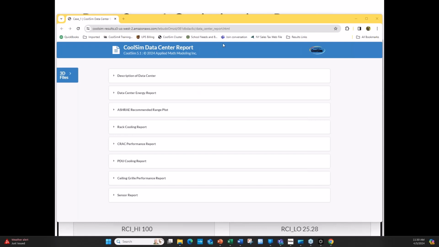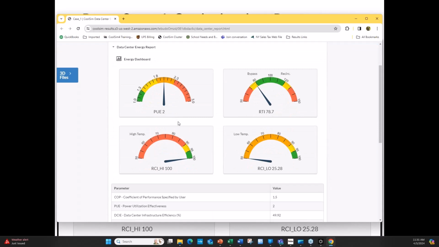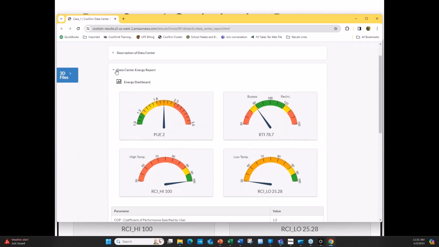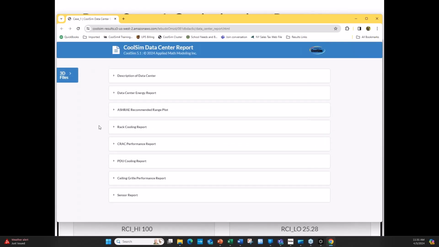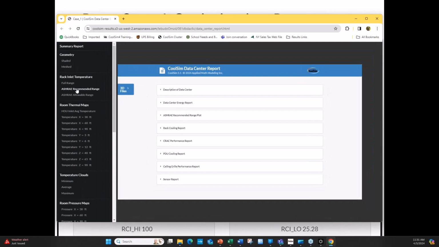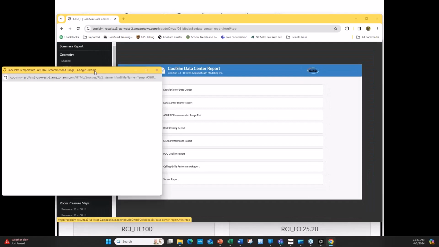But this is the CoolSim output report right here, and we're looking at it on the web. And this is how it's organized now. You see right here is the energy report with those plots in it. And then over on the left are all the 3D plots, and this is all numerical data over here. So let's first take a look at our rack inlets, because this is the one that we always look at.